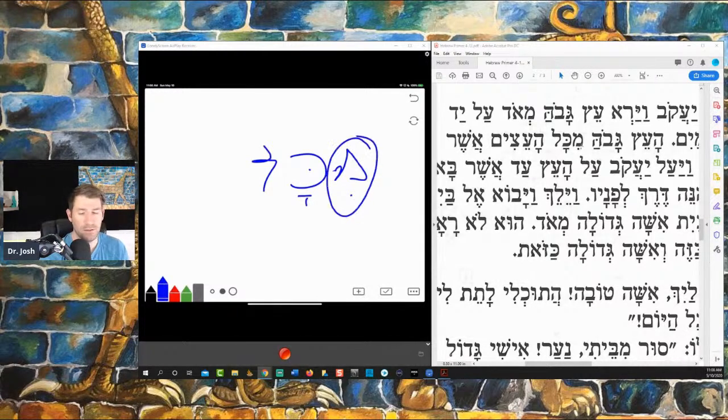So this is min, right? That word, that preposition min. Well, here we have a really good example of a comparative min, the one that we just talked about earlier on. So it's: the tree was tall from all the trees. In other words, it was taller than all the trees. Ha'etzim. Does that make sense? It was taller from, away from.